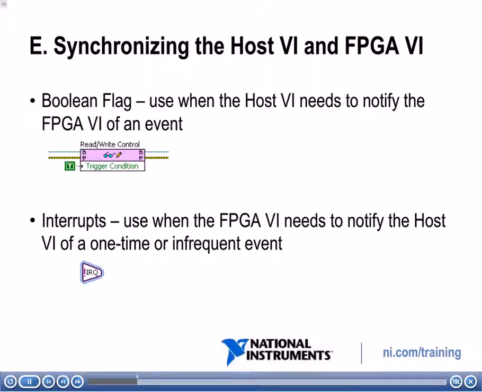The second one we'll talk about in the next module will be interrupts. With interrupts, it's a similar use case, but a little bit different. One way you can use interrupts is when the FPGA needs to notify the host of something that happened. So maybe there's a one-time event that happens on the FPGA, or maybe it's an infrequent event, but every time that happens, it's going to notify the host, and the host can respond to something that's happening on the FPGA. These two methods are accomplishing similar things because they're both synchronizing the host and FPGA to each other, but they are slightly different use cases.